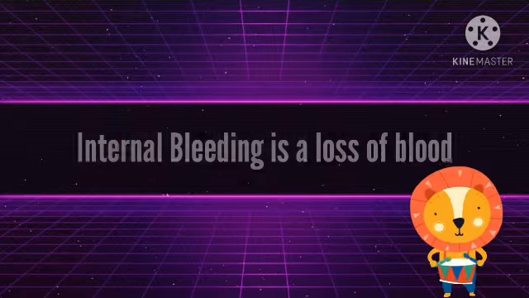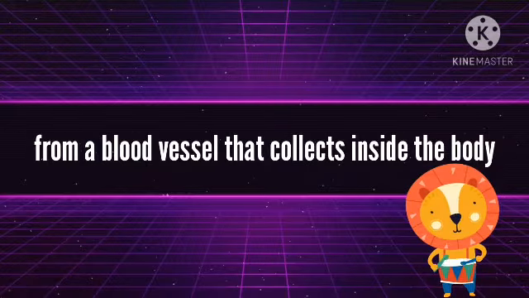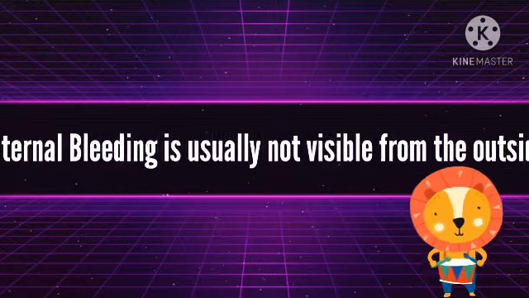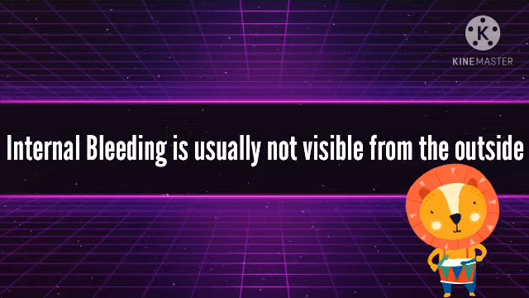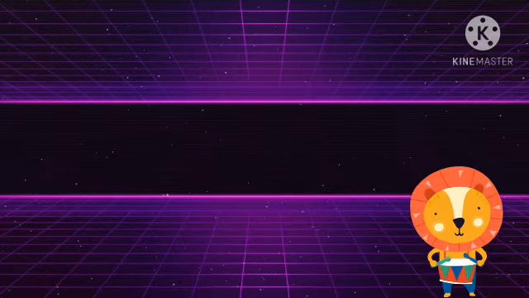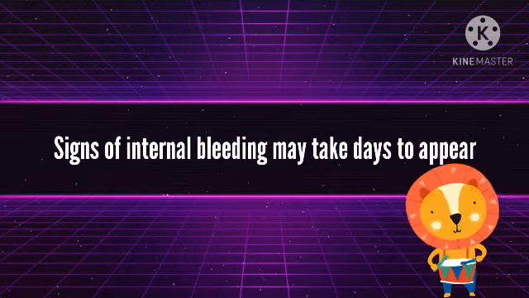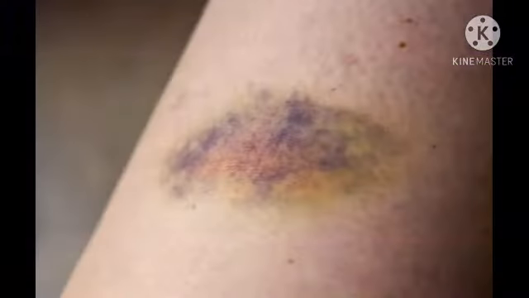Internal bleeding is a loss of blood from a blood vessel that collects inside the body. Internal bleeding is usually not visible from the outside. Signs of internal bleeding may take days to appear.